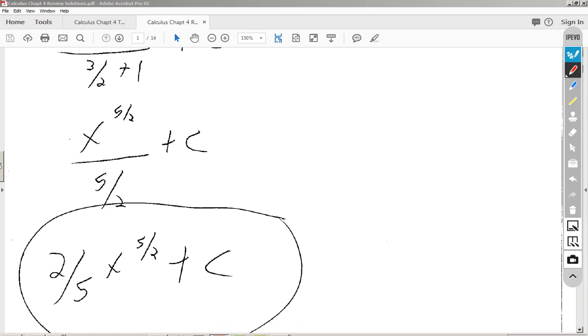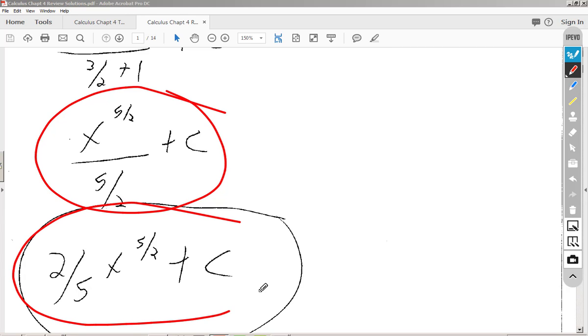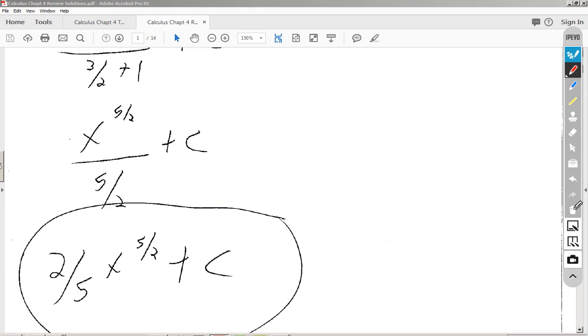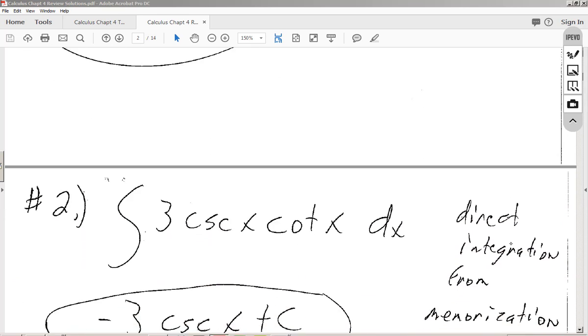And then you just go ahead and flip and multiply. So here's x to 5 halves, all over 5 halves. You flip that denominator there and you get 2/5 x to 5 halves plus c, which is what your answer is for number 1. On number 2, directions are the same.